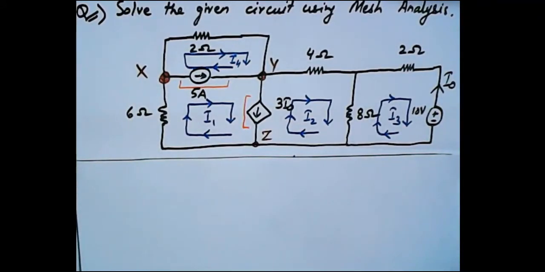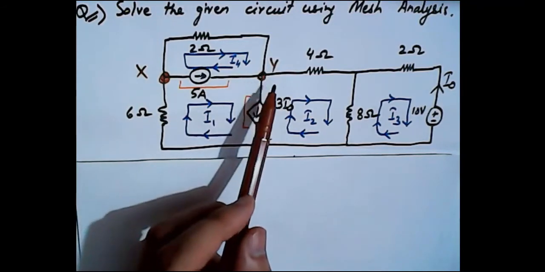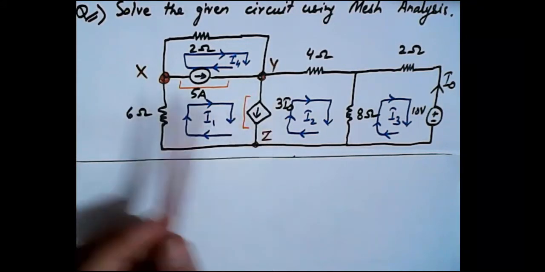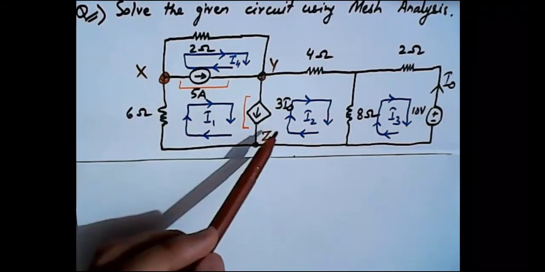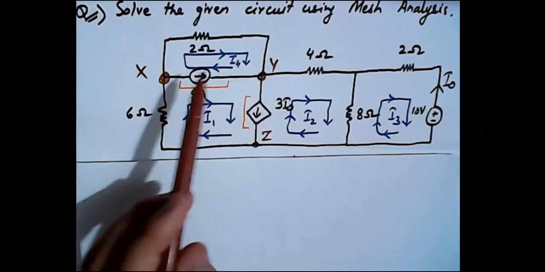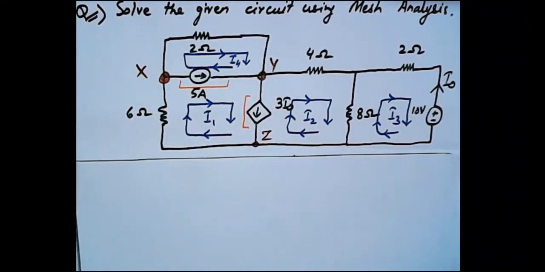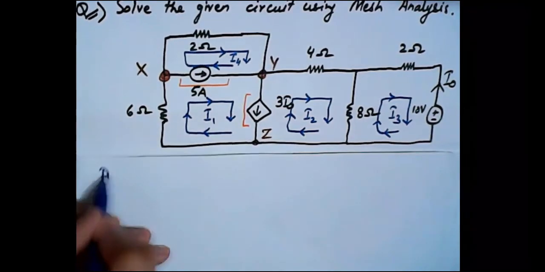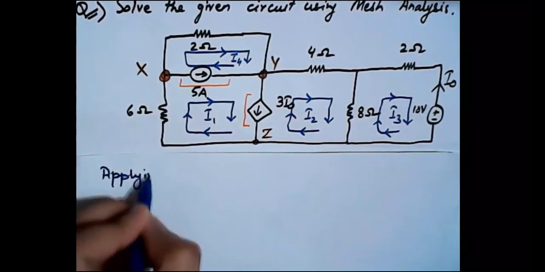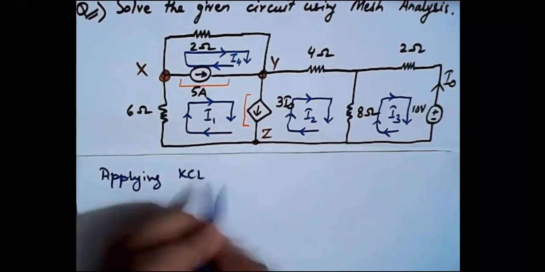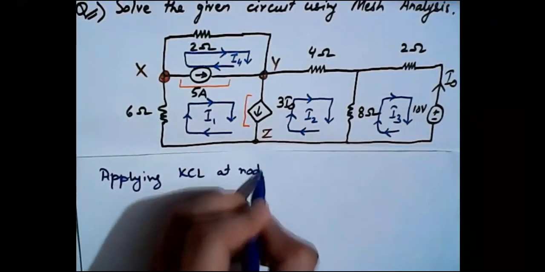So we can apply KCL, and we need to apply it at 2 points. Here you can see that one node is common, so let's apply KCL at the uncommon nodes, node X and node Z. Why? Because one node is common between these 2 points. So let's apply KCL at node X.